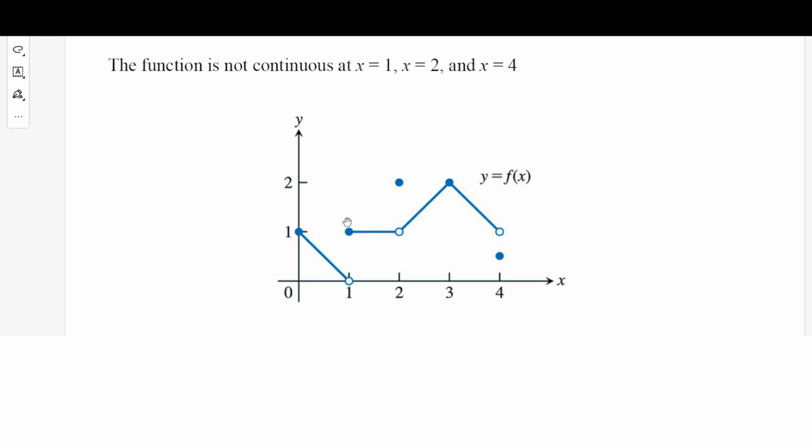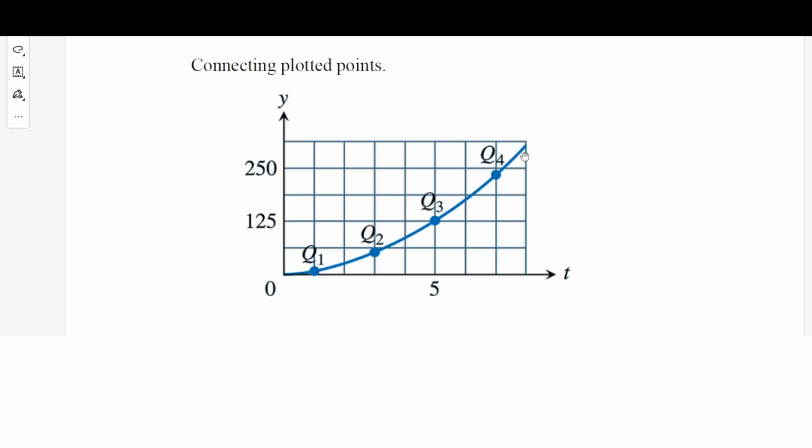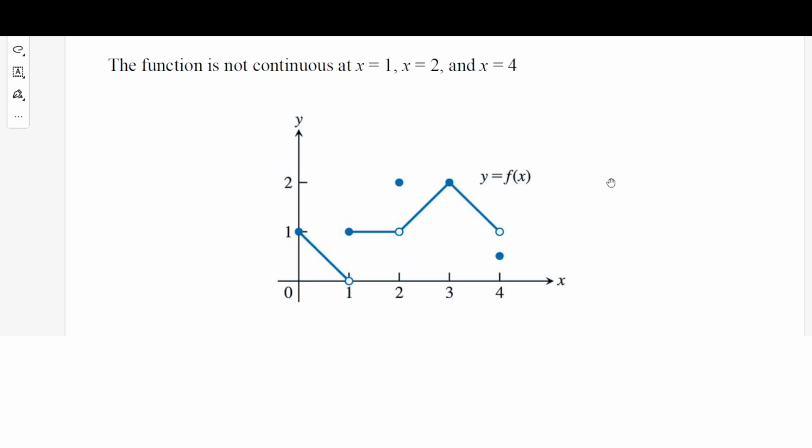So here you see the jump, here you see a hole, and there is a jump down, jump up, jump down. So this is not continuous. This graph is not continuous at 1, 2, and 4. The previous one was continuous. There were no jumps, no holes. So that's a continuous function, a continuous graph.